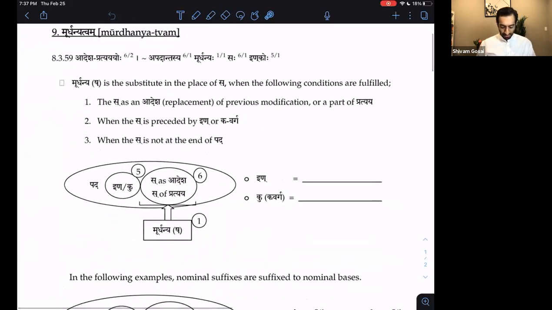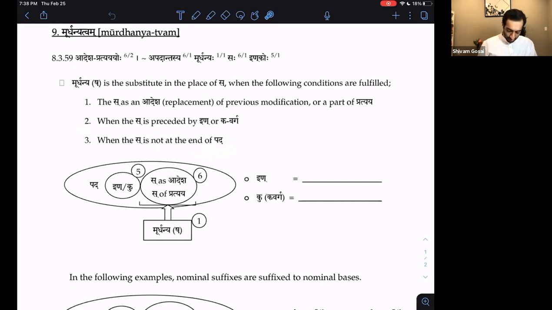As I just said, this is when shakara is the substitute in place of sakara. There are a few conditions. The sakara should be either an adesha, a replacement, or a part of a pratyaya. More commonly we see it being part of a pratyaya. For example, su is a 7-3 pratyaya, so that sakara is part of a pratyaya. Two, the sa is preceded by in or ku varga. And three, the sa is not at the end of a pada.